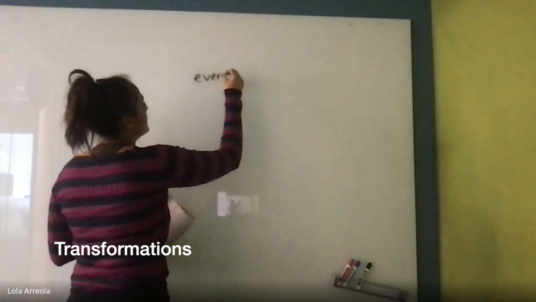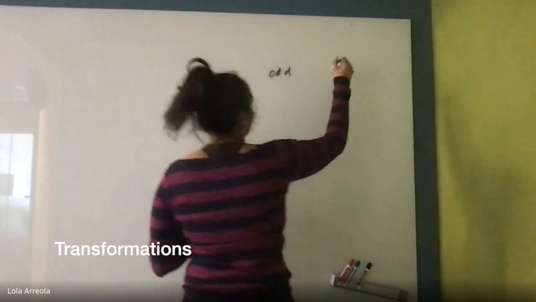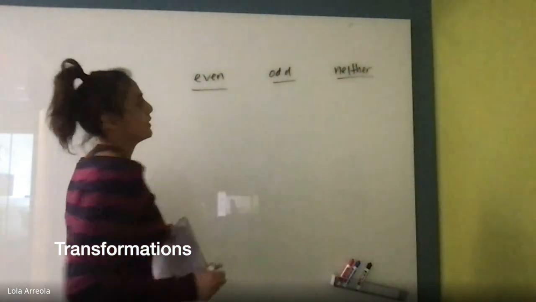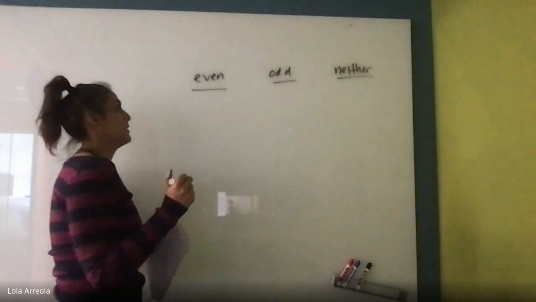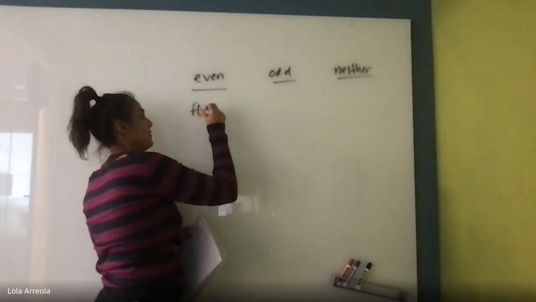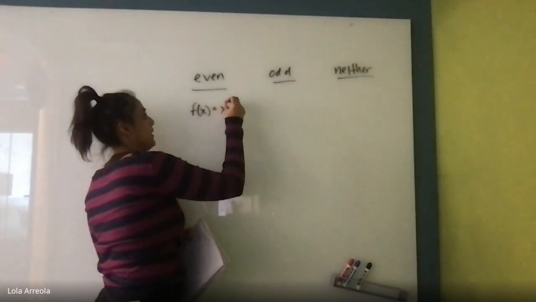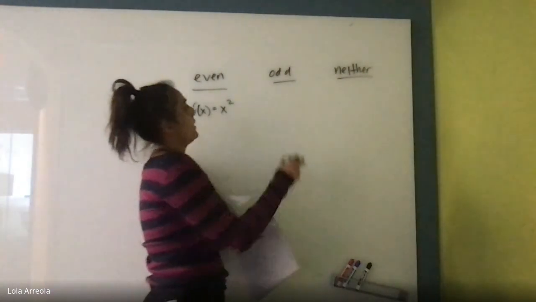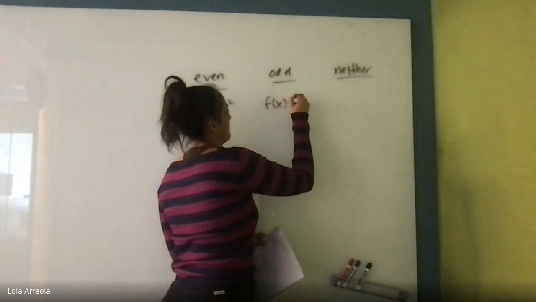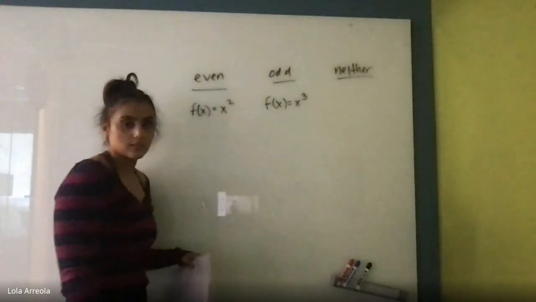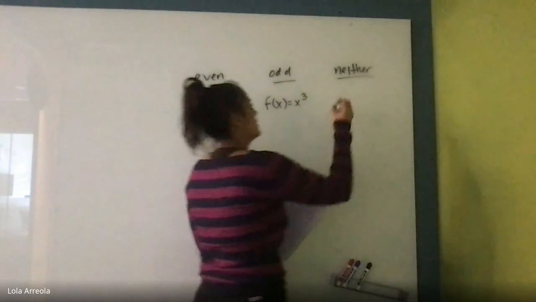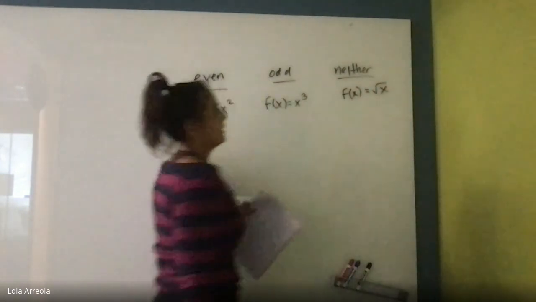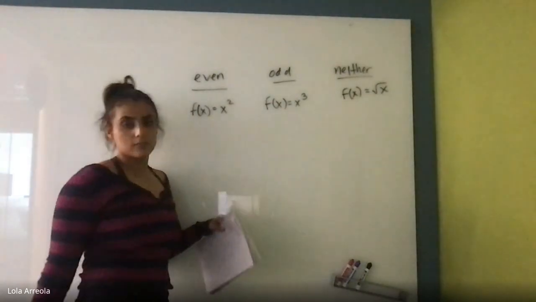We have even, odd, and neither functions. What makes a function even is that in its most basic form, it has an even exponent, like x squared or x to the fourth. An odd function has an odd exponent, like x cubed, x to the fifth, x to the seventh. And a neither function is none of the above. The only one you need to know as of now is root x. Okay?